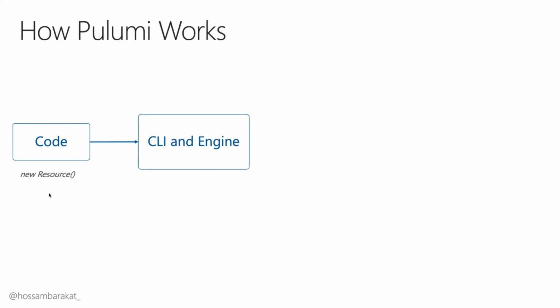Then we pass that desired state to the Pulumi CLI. Pulumi CLI will compare, okay, what is the current state versus the desired state. The state in Pulumi is just a JSON file. That JSON file can be stored on your local disk. It could be stored in a storage account. It could be stored in a Pulumi SaaS offering to have the state with that SaaS offering.